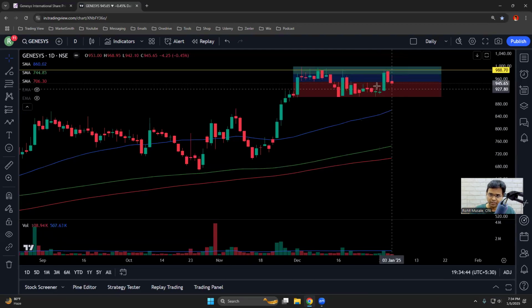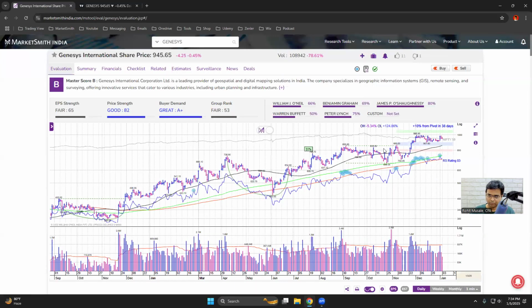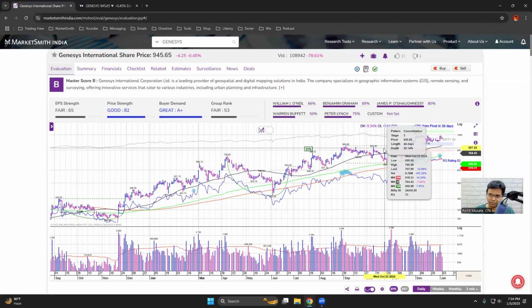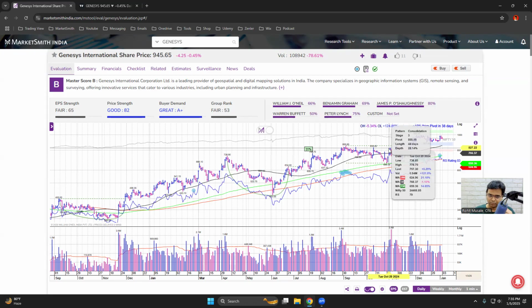We want tight price action inside the base, and the volume is contracting inside the base, which is a characteristic of a stage 2 stock. So technically strong. What about the base count? This is base number 3. Okay, so it has already broken out of base number 3 within the stage 2 uptrend.